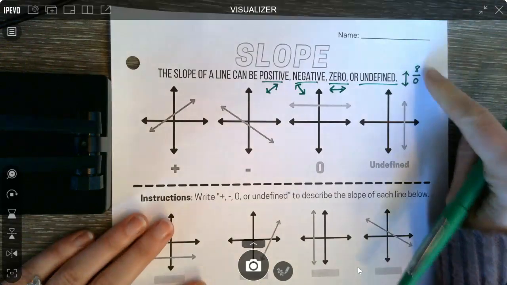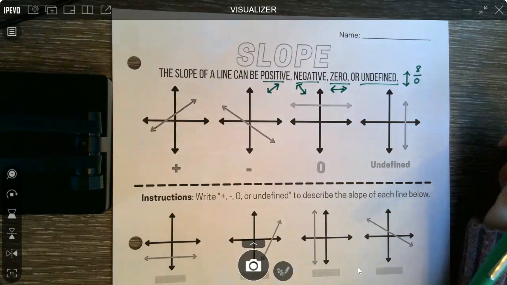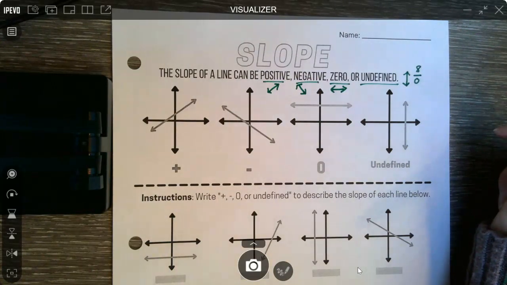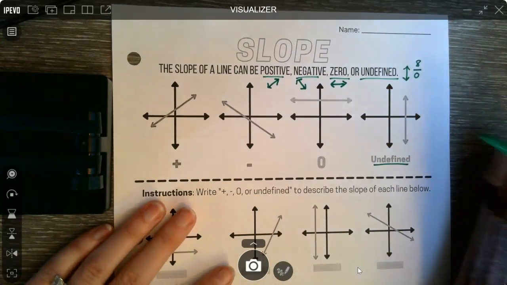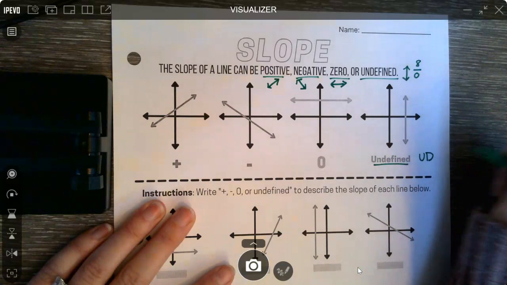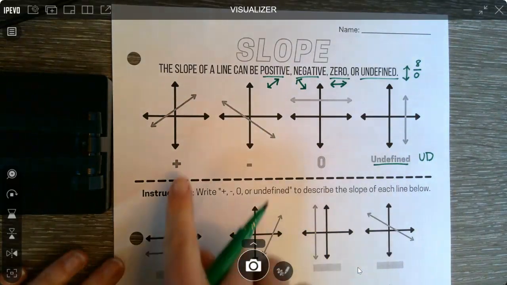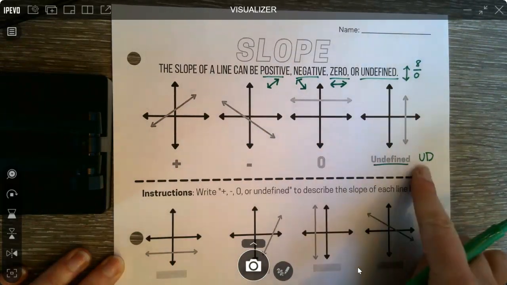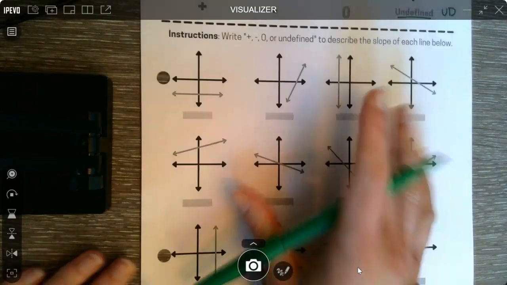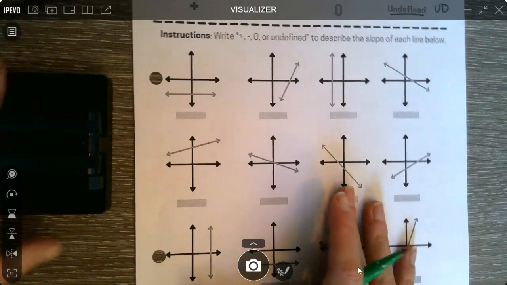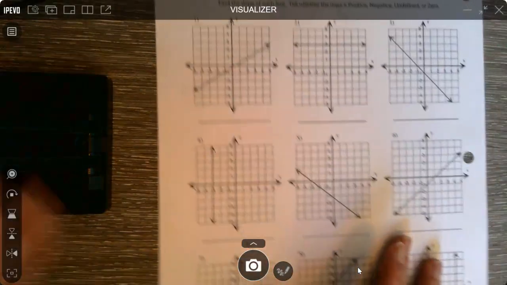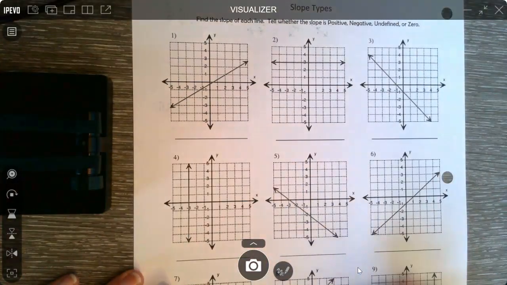Because you cannot divide anything by 0. In your calculator, you're literally going to get where it says syntax error. It's not possible. So we call that undefined. You can write undefined today, or you could just write UD if you want. That's fine too. But you're just going to write plus, negative, 0, or UD for your answers. You're going to label all 12 of these graphs. Once you finish, you're going to flip it over. You're going to find the slope of all 9 of these graphs.